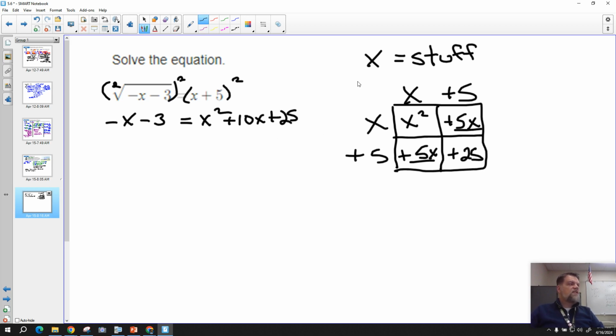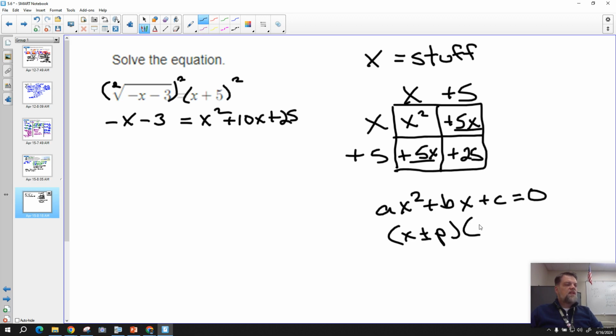So remember, I got to get all this stuff over. This is a quadratic, so how do we solve a quadratic? Well, a quadratic is solved by doing this: ax squared plus bx plus c equals 0. And then at some point, we get x plus or minus a number, we'll call it p, times x plus or minus a number, we'll call it q, equals 0, and then you set the factors equal to 0, right? So this is a bunch of stuff combined in one question. And then you get x equals p or q or whatever. So in other words, I need to move this stuff over.